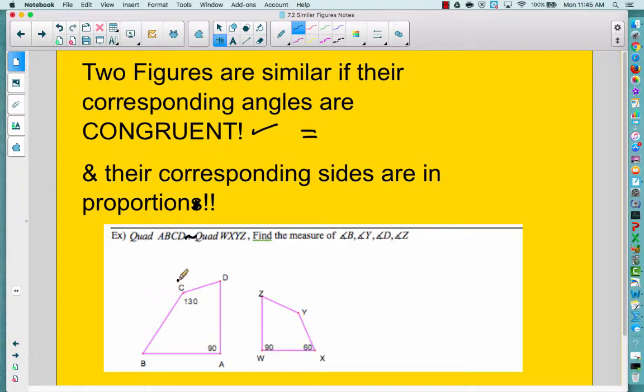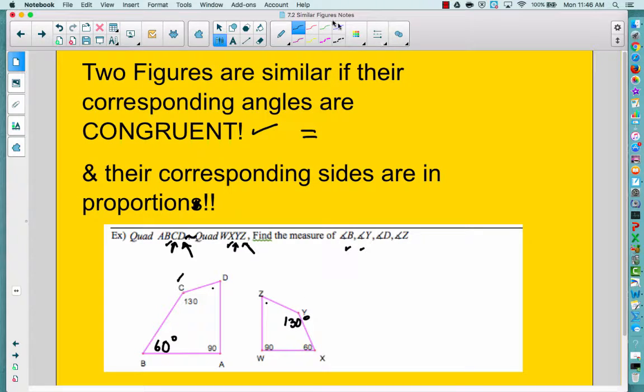All right, so I'm going to start at C. C corresponds to Y. C is 130 degrees, so that tells me that Y is 130 degrees. Okay, so I've got C taken care of. Then it says angle B. B corresponds to X. X is 60 degrees, so then B is 60 degrees. So we've got B and Y taken care of. Then we move over to D. D corresponds to Z.